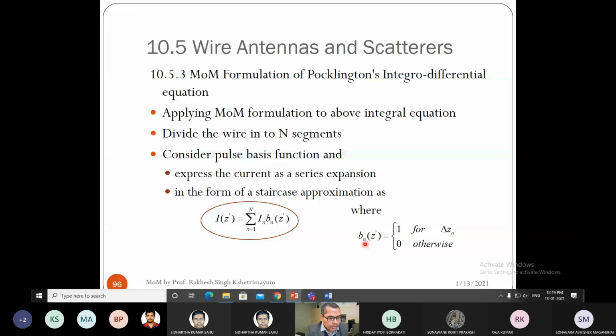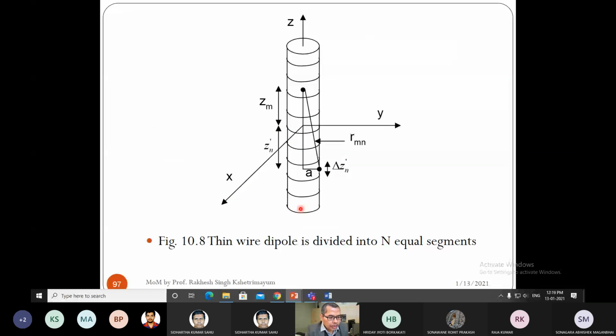This is the dipole wire antenna. It has an upper arm and a lower arm. We are discretizing this dipole wire antenna into many small segments. After discretization, we want to find the current density in each and every segment. If I know the current density in each segment, I can combine them and plot the current distribution for this dipole wire antenna. So this is the discretization we are doing.